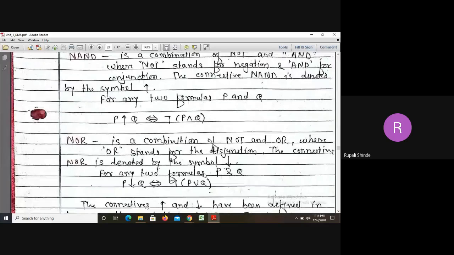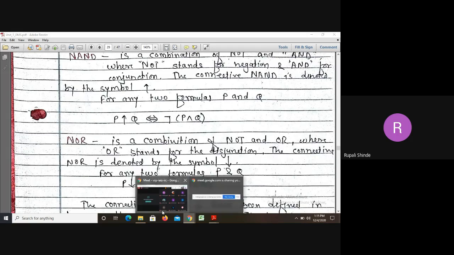Now the next connective is NOR. NOR is a combination of NOT and OR. For NOR we use a downward arrow. Again, if there are two formulas P and Q, then NOR for P and Q is represented as P NOR Q. This is the symbol for NOR, and this is equivalent to the negation of P or Q.